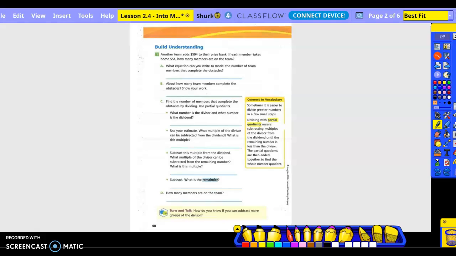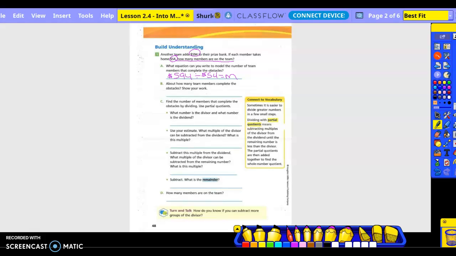Another team adds $594 to their prize bank. If each member takes home $54, how many members are on the team? What equation can you write to model the number of team members that complete the obstacle course? So what do we need? A circle. $54. And how many team members are on the team? So what am I going to do? Equals the number of members, right? About how many team members complete the obstacle course.